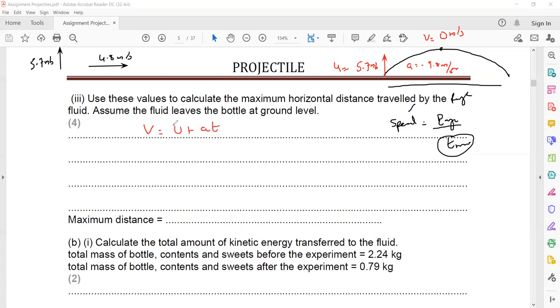Whenever you are solving using an equation of motion, you should always use the vertical components, because horizontally there is no acceleration in the ideal case. So the initial velocity is 5.7, and the final velocity is 0.